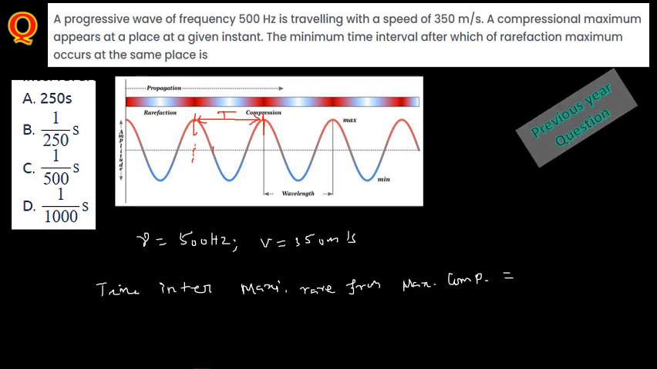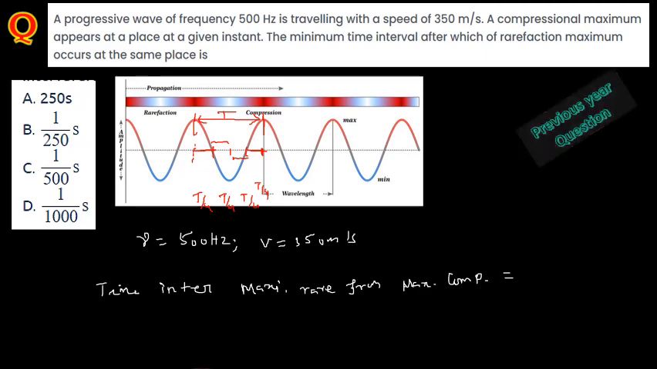There are 4 segments here. From here to here, one segment. From this one, another segment. This is the third segment, and from here to here, the fourth segment. The total is T. T can be divided into 4 segments: T by 4, T by 4, T by 4, and the last one again T by 4. The total here is T, right?